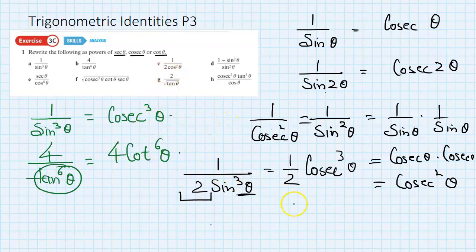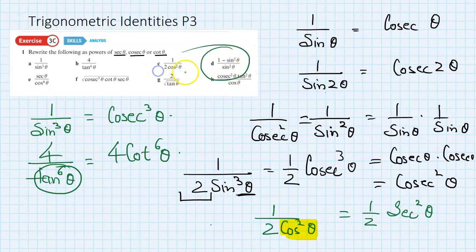1 over 2 cos square theta. This is written as 1 over 2 cos square theta. See, this is cos theta, cos square theta, cos 2 theta. Only this is going to change, not others. So this is 1 over 2 sec square theta.